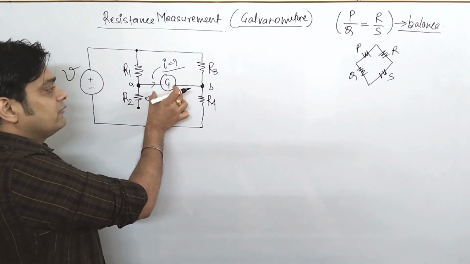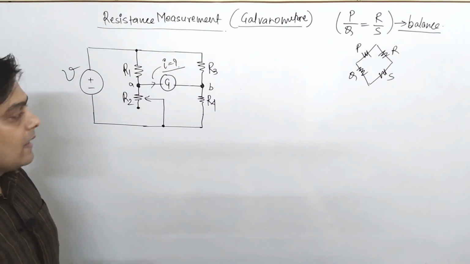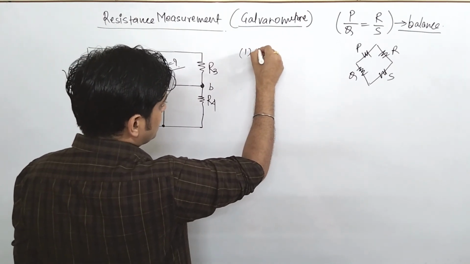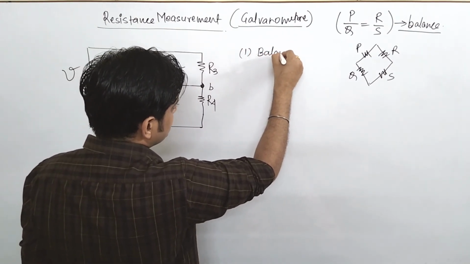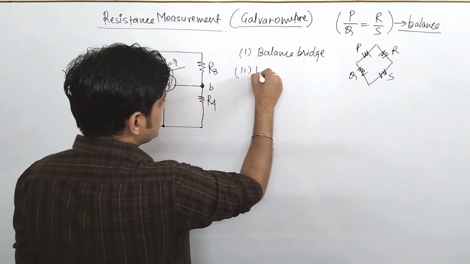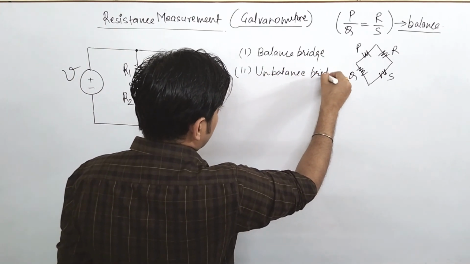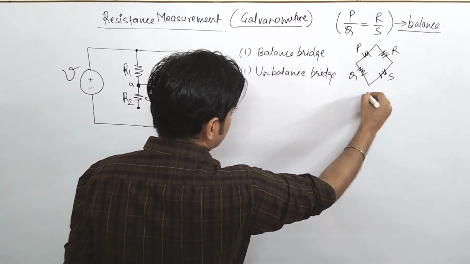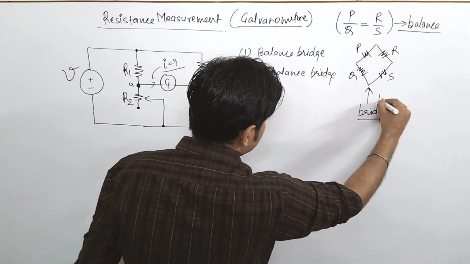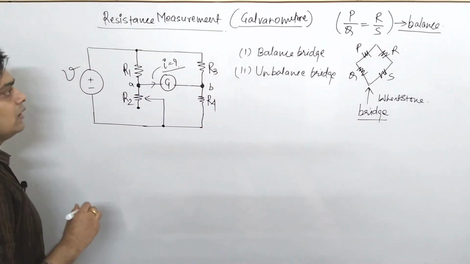They asked, when the galvanometer is connected in this manner, what is the value of current I. First we will see the condition of a balanced bridge, and then we will see the condition of an unbalanced bridge. Bridge means this is your bridge, and basically it is a Wheatstone bridge.